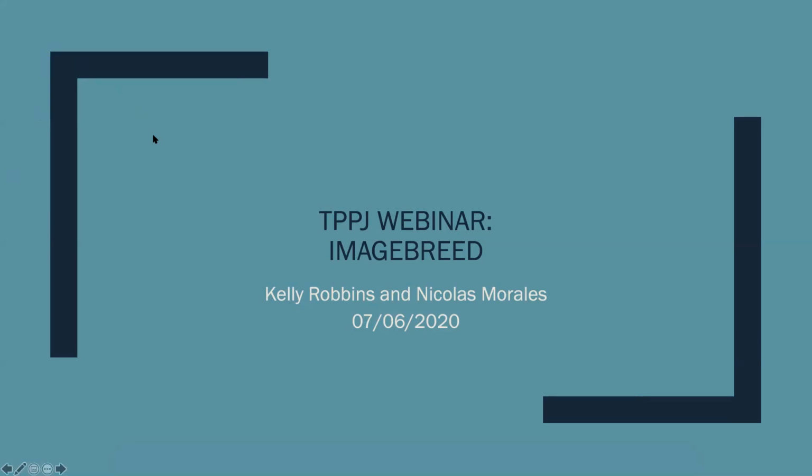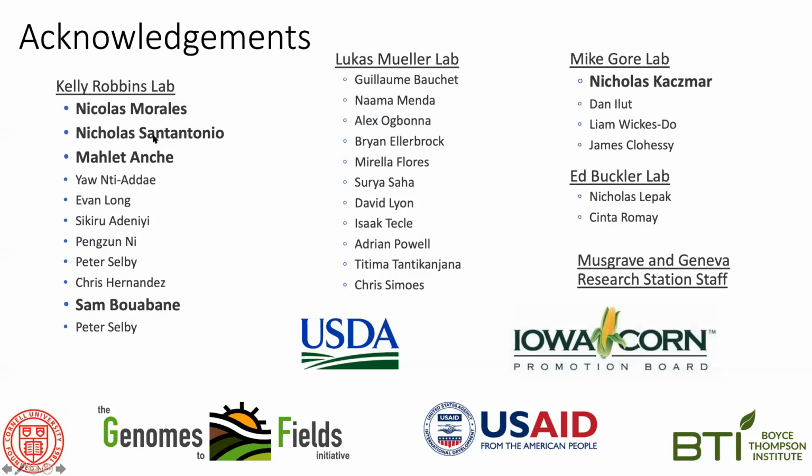Given that two people are presenting, I wanted to give the acknowledgments up front. A lot of what I'm going to present today really has been a collaborative effort between my lab, the Lukas Mueller lab, Mike Gore, and Ed Buckler's lab, as well as the research station staff, where we run a lot of these trials. I'd like to thank our funders, USDA, Iowa Corn, USAID, and the Genomes to Fields initiative, which has been really crucial for providing a lot of the data that we've used in some of these initial analyses.